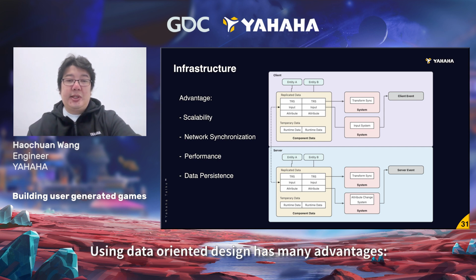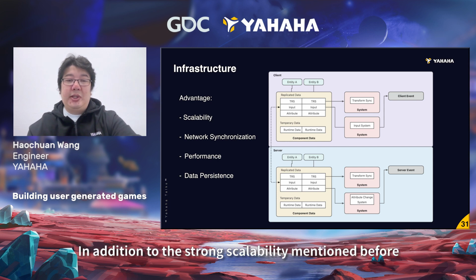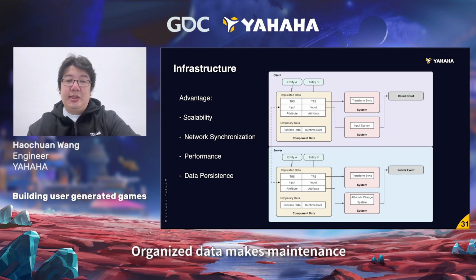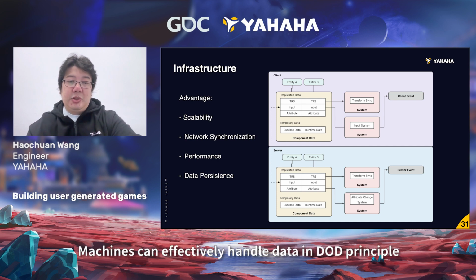Using data-oriented design has many advantages. In addition to the strong scalability mentioned before, network synchronization will be much easier. Organized data makes maintenance, debugging, and concurrency much better. If the system task is heavy, the system's tick rate can be reduced. We can control the performance in some way, and chunk data can be processed more easily. Machines can effectively handle the data under DoD principles.